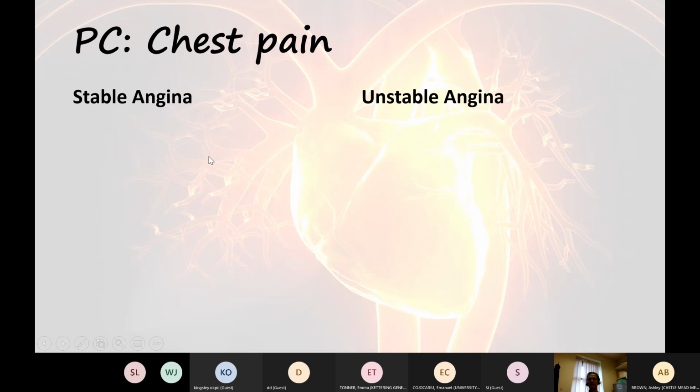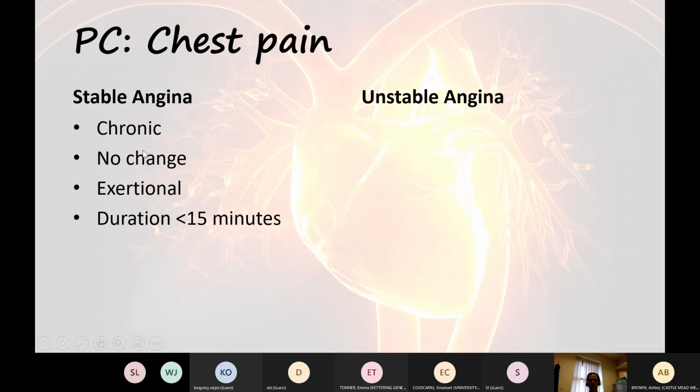Great. So stable angina is exertional, very good. Unstable angina tends to occur at rest, typically, yes. Good. Anything else? So the critical other factors are it's got to be chronic and not changing in nature. So stable angina has to be stable. It has to have been present for some time.